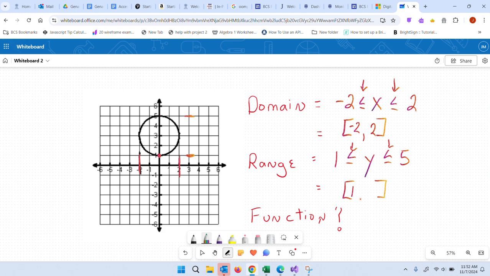Negatives, the range is going to be 1 and 5. Is this a function? I hope you can see without even putting a piece of paper or a ruler up that this is not a function, because when you draw the vertical line many, many times, it's going to hit twice. So the answer for this one is no.